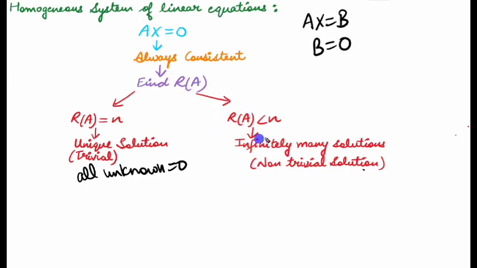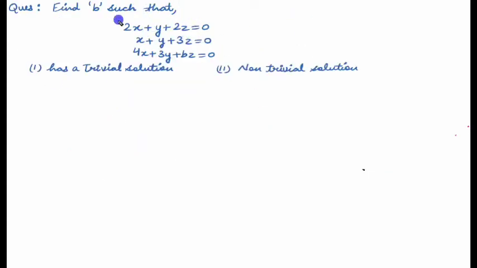And उसके लिए rank of A के ऊपर condition है, rank of A can be equal to n or it can be less than the number of unknowns. So using these conditions, let us solve a problem on homogeneous system. Now we are having a system of linear equations here. यहाँ पर अगर हम देखें, all the constant terms are zero. This means it is a homogeneous system.